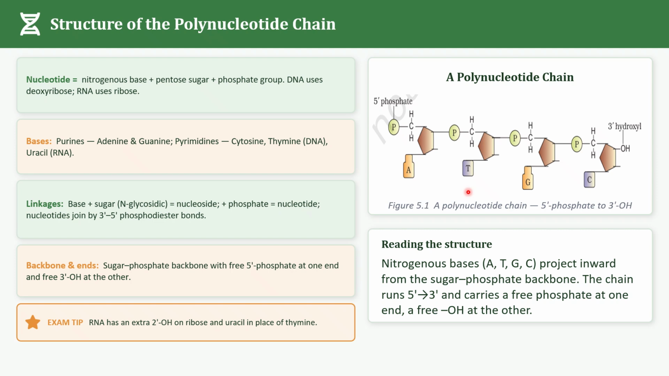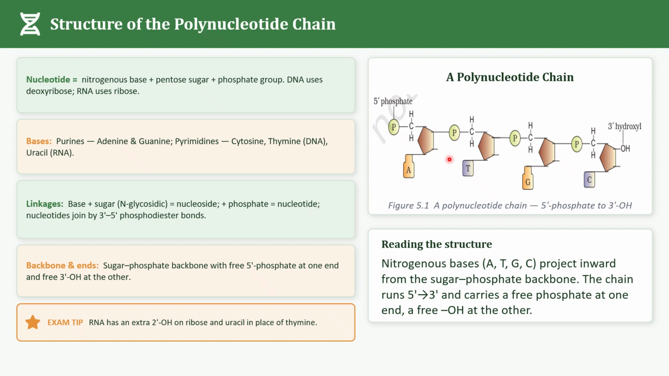Next component, we are going to see the pentose sugar. Observe these pentagon shaped structures in the diagram, children. These represent the pentose sugar. DNA contains deoxyribose sugar, while RNA contains ribose sugar. The only difference is that ribose has an additional OH group at the 2' carbon. This is the 3' hydroxyl. The 2' carbon has one OH group. Because of this extra hydroxyl group, RNA is less chemically stable than DNA.